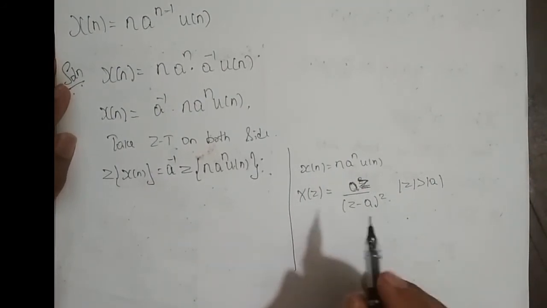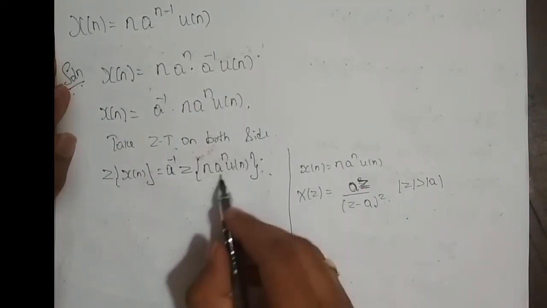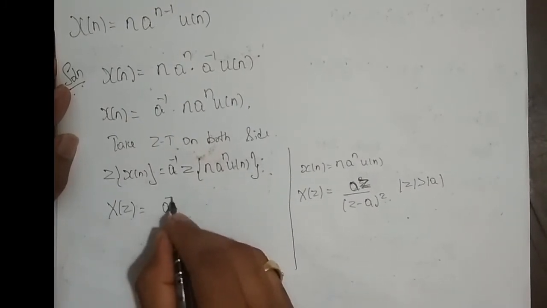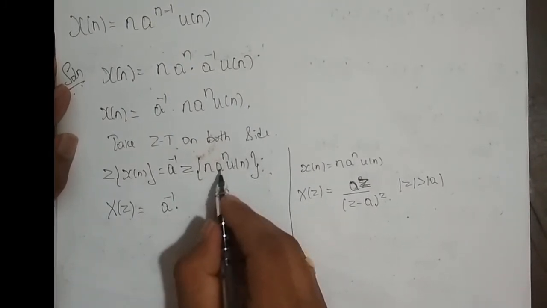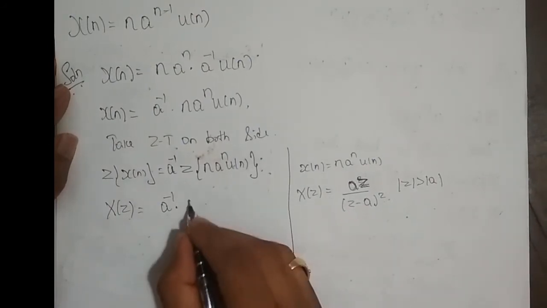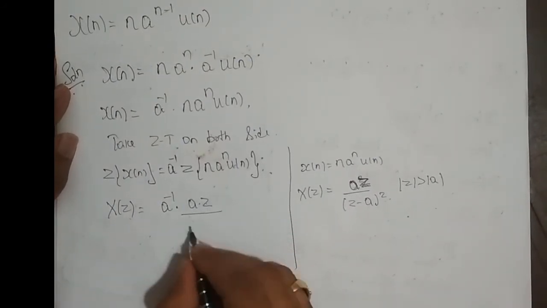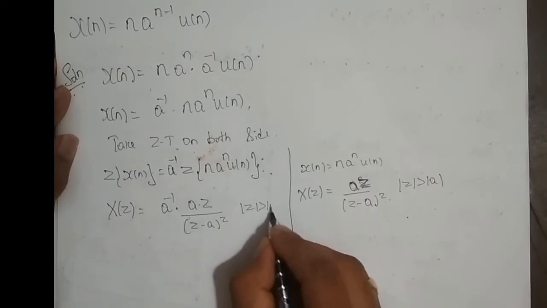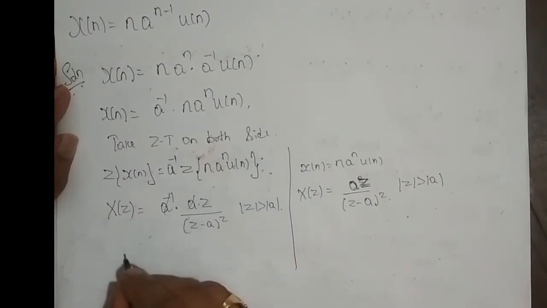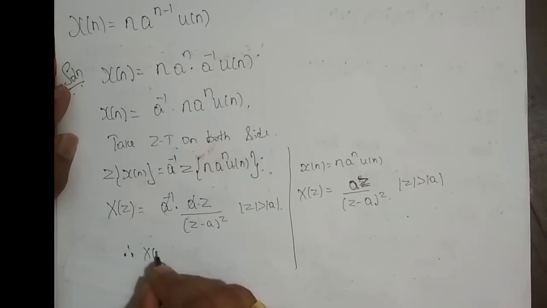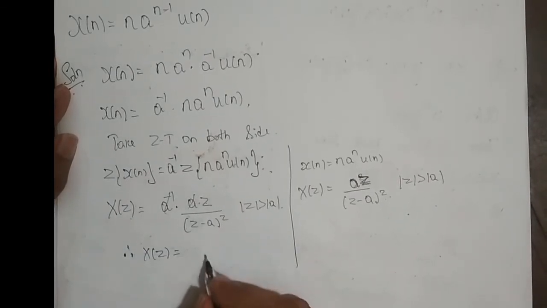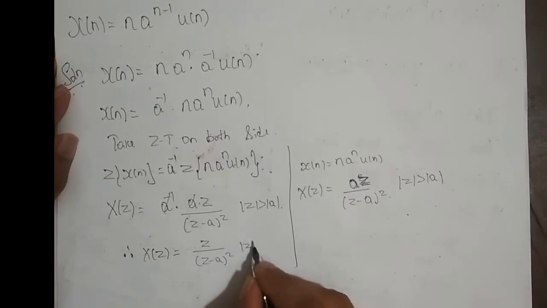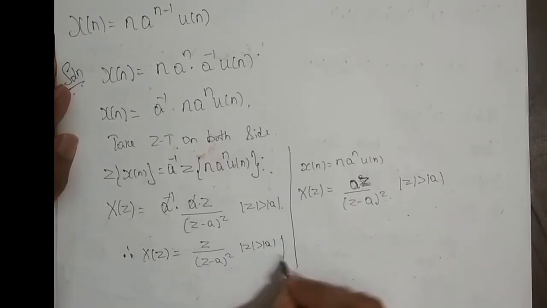Okay, we'll apply directly here. So what do I get? X of z is equal to a power minus 1 into, what is the z transform of n into a power n u of n? It is a into z divided by z minus a whole square with magnitude of z greater than magnitude of a, and this a cancels out. So I end up with x of z equal to z divided by z minus a whole square with magnitude of z greater than magnitude of a.